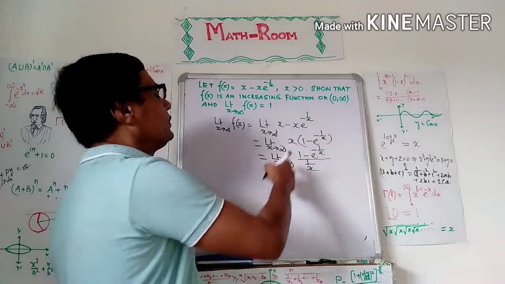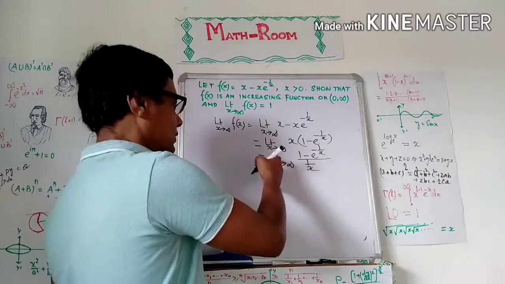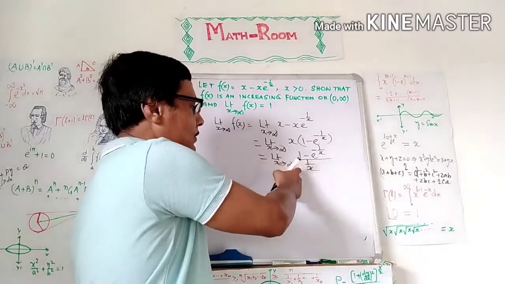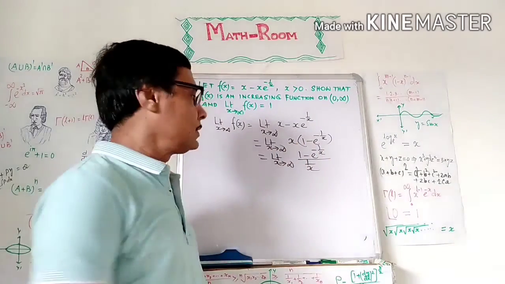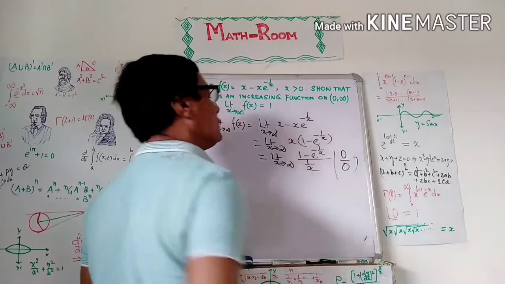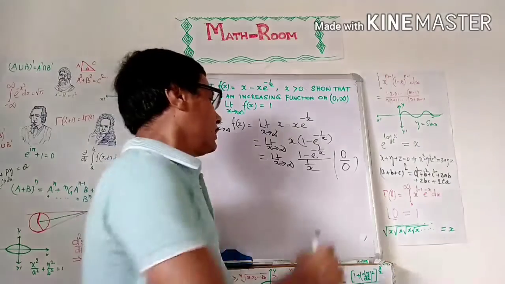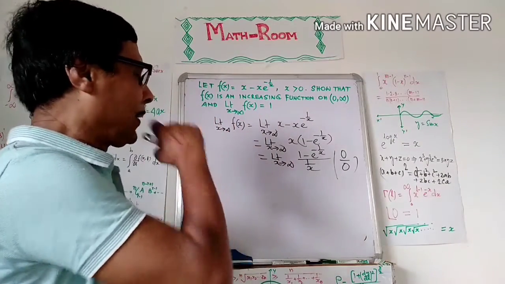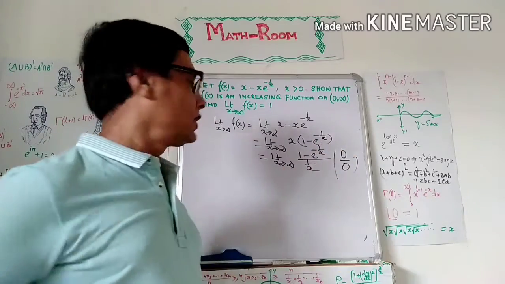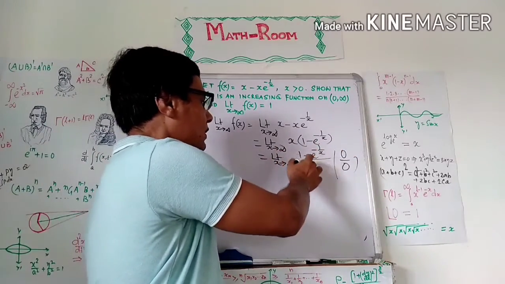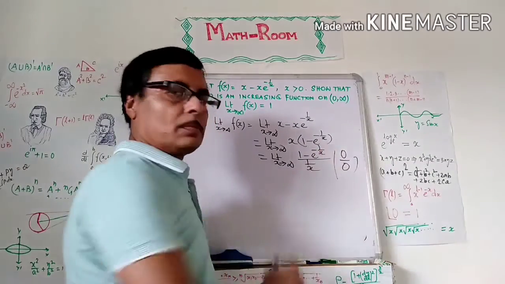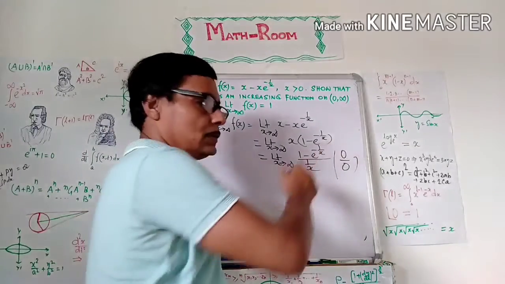Now, if we put x equal to infinity on both numerator and denominator, we get the form 0 by 0. This is 0 by 0 form. If we put x equal to infinity on both numerator and denominator, then we get this form, 0 by 0.